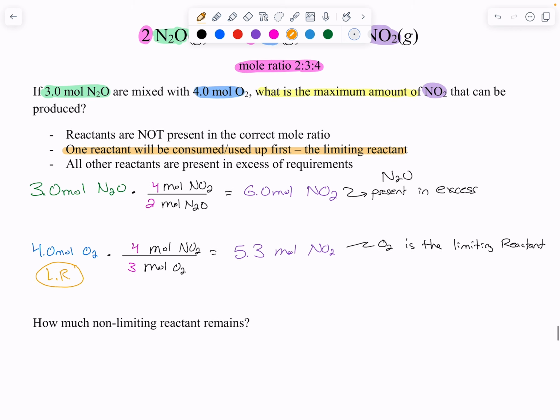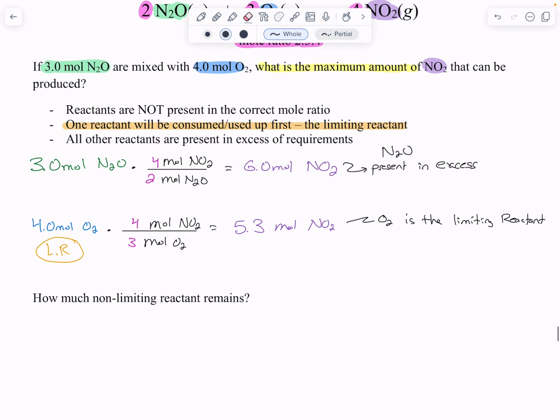Now the next question is, how much non-limiting reactant remains? I'm not going to ask you how much nitrous oxide remains, because that kind of gives it away. It could be 0 if it were the limiting reactant. Remember, the limiting reactant is completely consumed. So the non-limiting reactant is N2O.